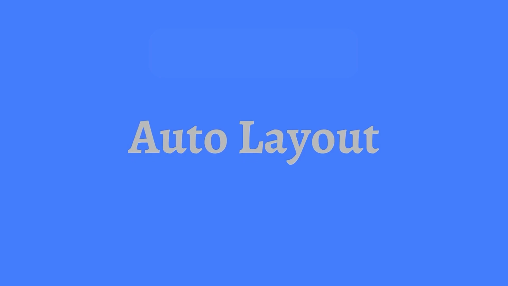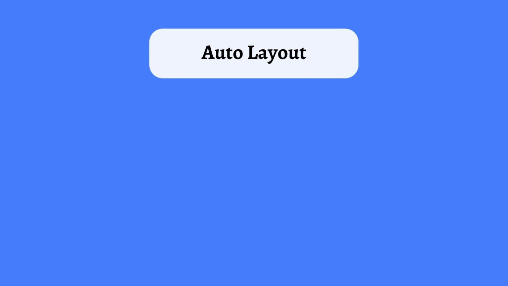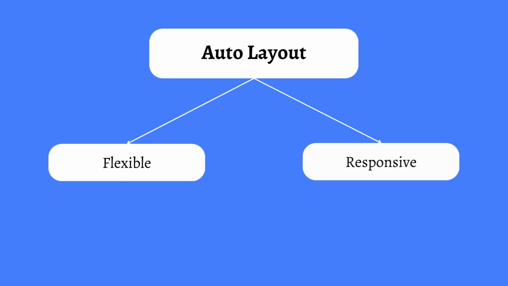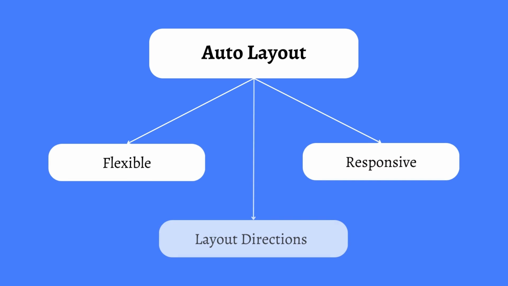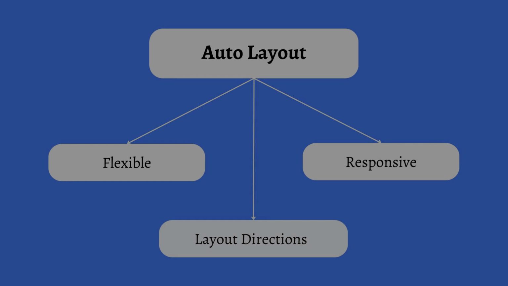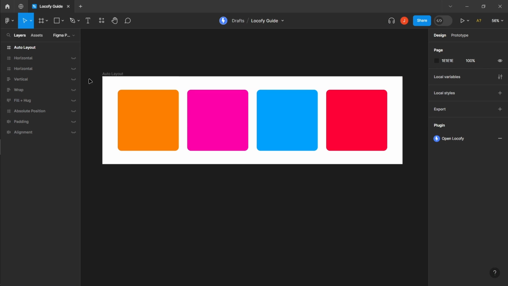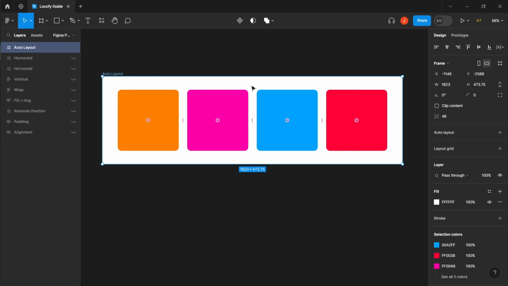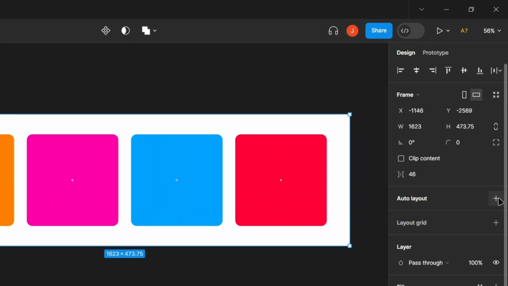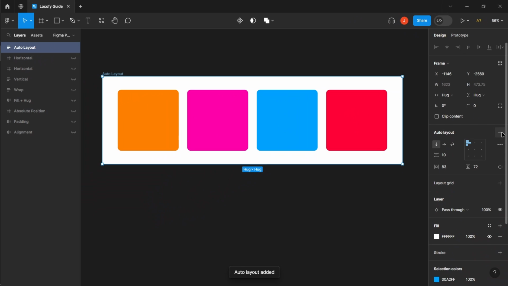Auto layout is an essential feature in Figma that forms the foundation for creating flexible and responsive designs. It's important to note that auto layout must be applied before utilizing the layout directions we will discuss next. Let's see how to apply auto layout. To apply auto layout, select the container or group of elements you want to arrange, then click on auto layout button in the properties panel.